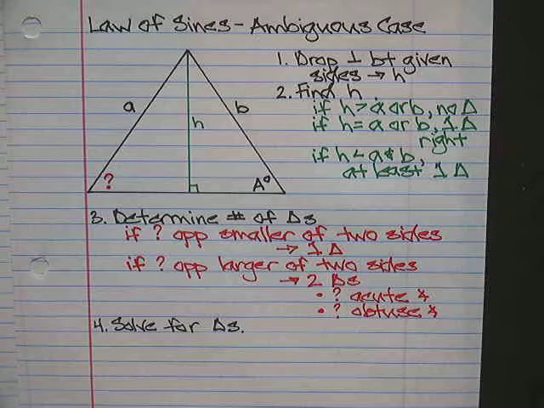To find the triangle where this angle is acute, you just use law of sines normally. To find the obtuse triangle, you do 180 minus the acute angle and then use the rest of the information in your triangle to find the missing pieces.